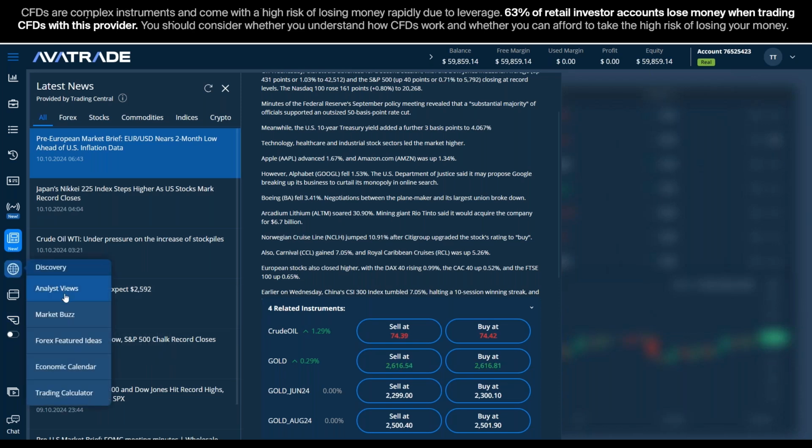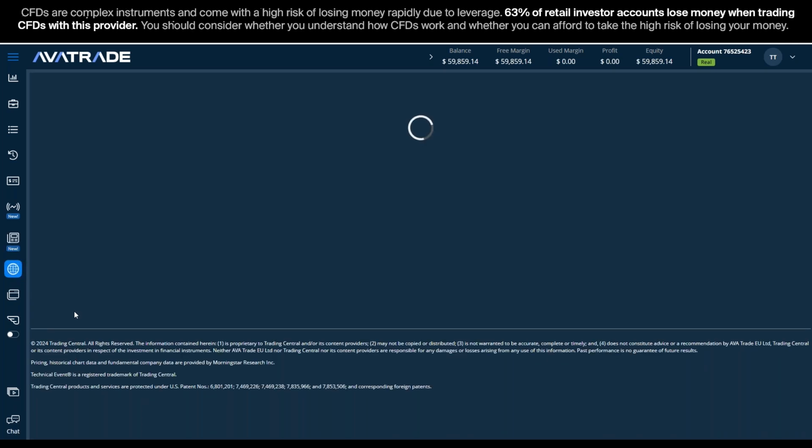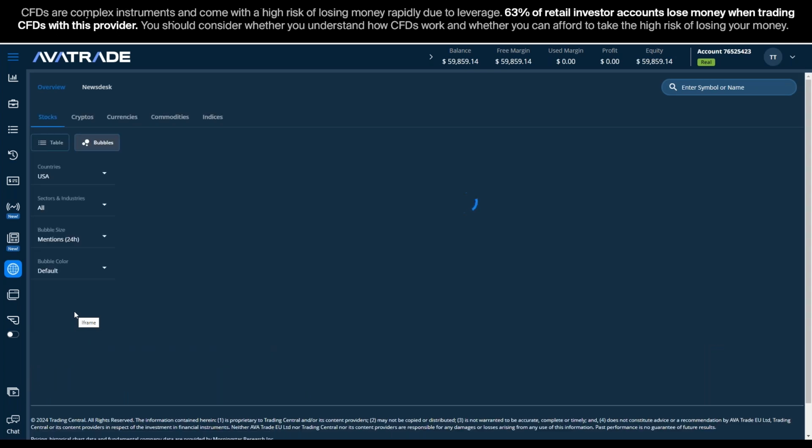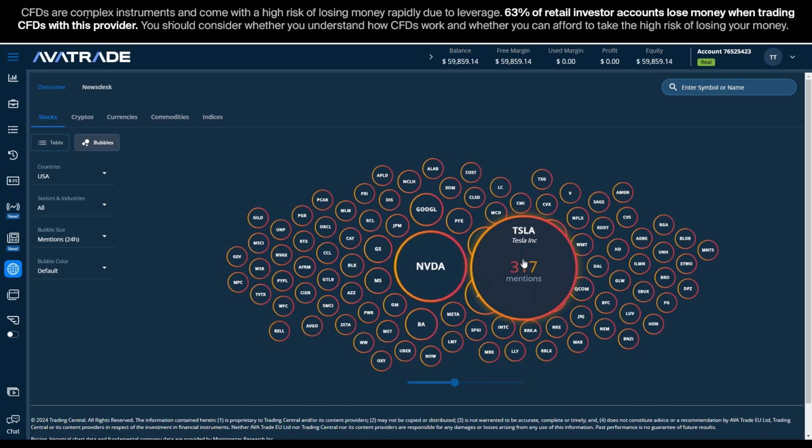A third option we can look at would be the Market Buzz feature. This is a really nice tool because it combines some technical analysis help with the fundamental news. And so we could pick something that's trending more or less. The smaller circles are trending less. The bigger ones are trending more. Okay, I heard some buzz about Tesla, so maybe I'll check it out. It's at over 300 mentions that we found online recently.